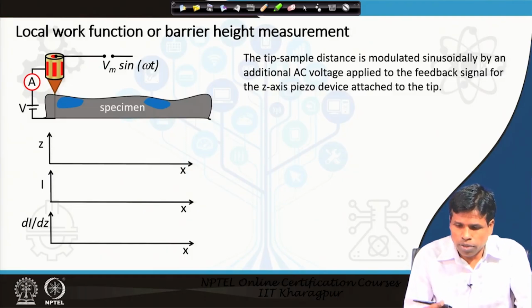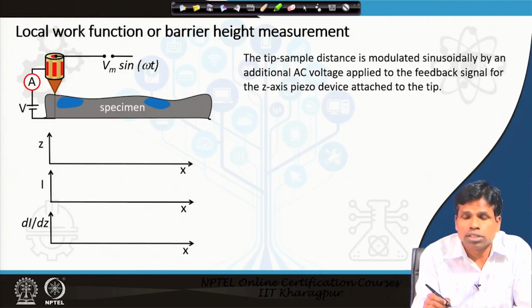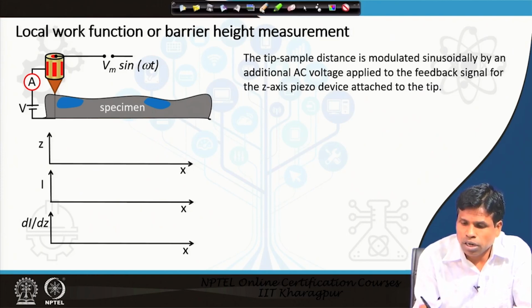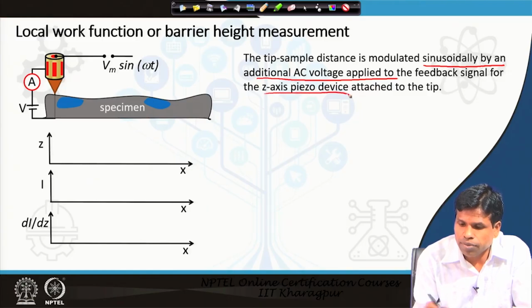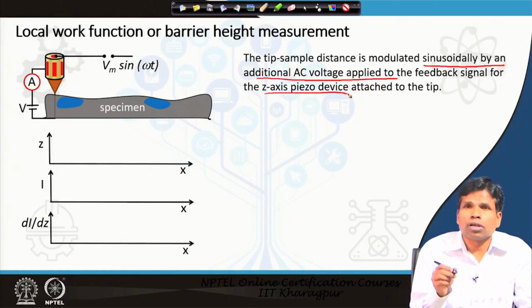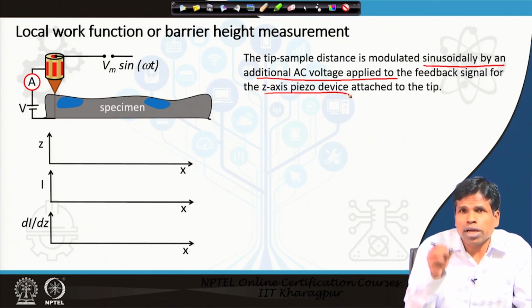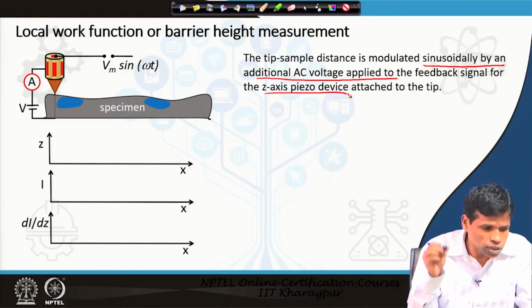So, this is done by varying the voltage to the piezo scanner. Here a sinusoidal modulation of voltage is given to the piezoelectric device attached to the tip. So, when a sinusoidal voltage is given to the piezo scanner, that will make the tip go up and down. So, it will go like that.